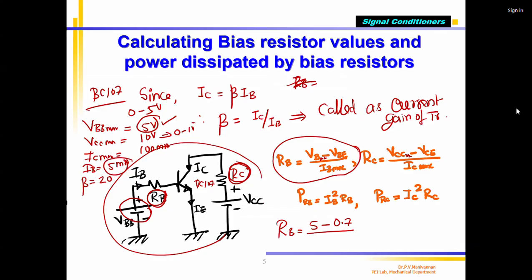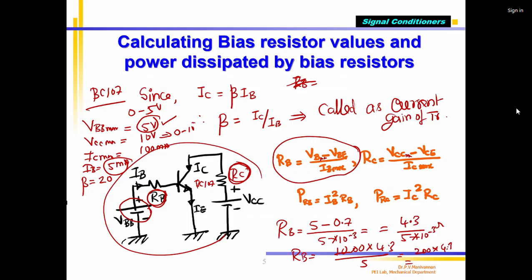IB max is given as 5 into 10 power minus 3, that is 5 milliamps. So 4.3 divided by 5 into 10 power minus 3 ohms can be written as RB equal to 1000 into 4.3 divided by 5. Correct? That is going to be 200 into 4.3.